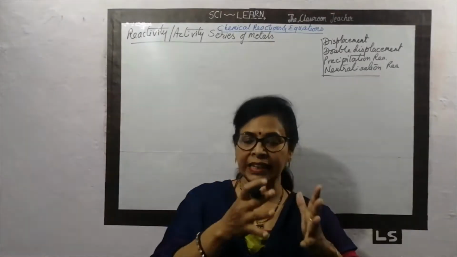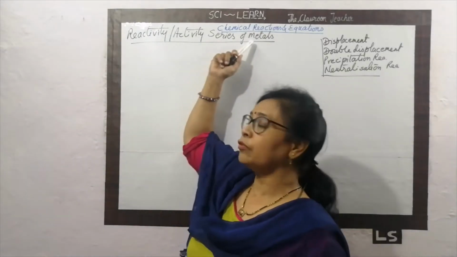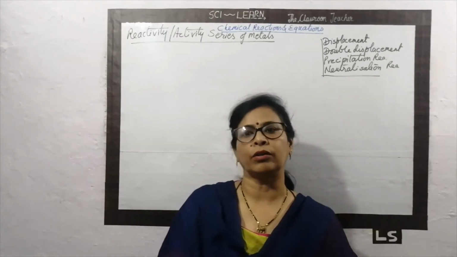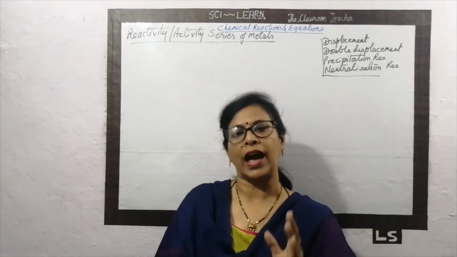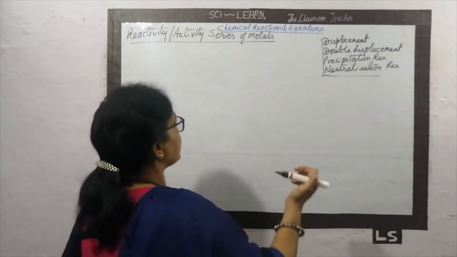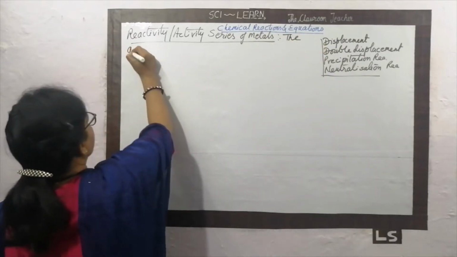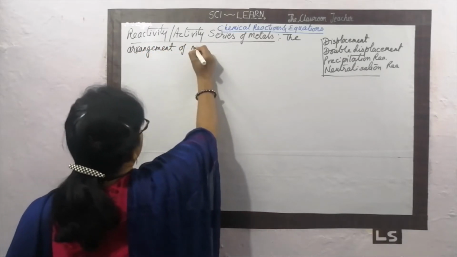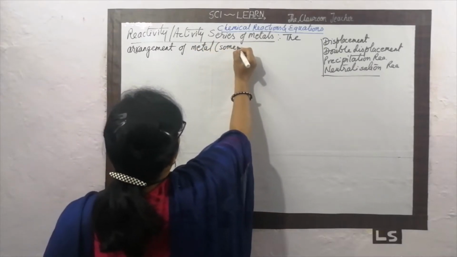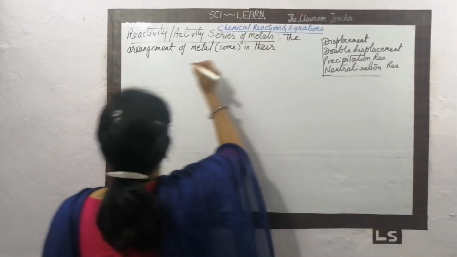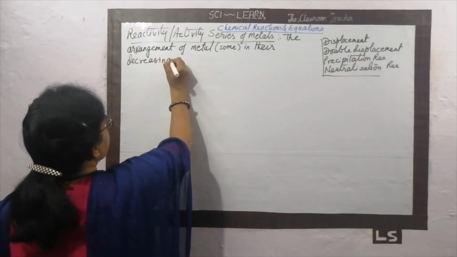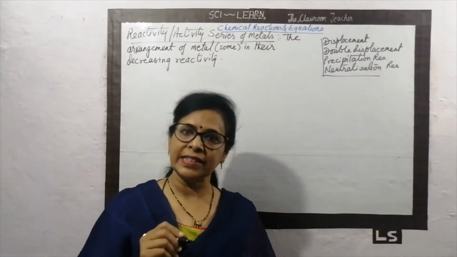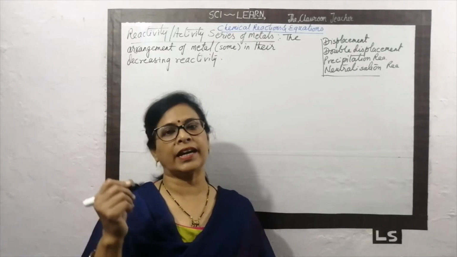So this is a decreasing order of the series of metals. Must remember, this is the series of metals only. Some important metals are placed in decreasing order of reactivity, and this arrangement is called the reactivity series or activity series of the metals. It is an arrangement of metals, not all metals but some metals, in their decreasing reactivity. Decreasing reactivity means the metal which is more reactive is placed in the upper position, and the metal having the least reactivity is placed in the bottom position. This is the reactivity series of metals.